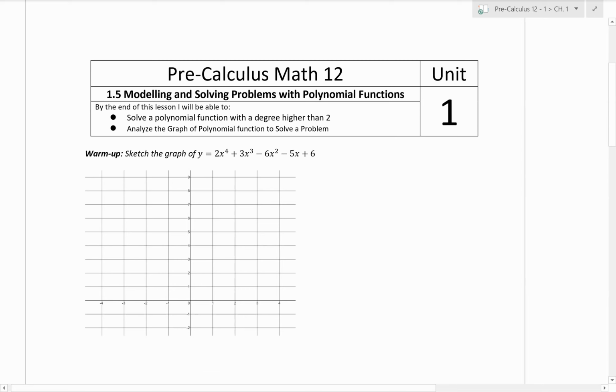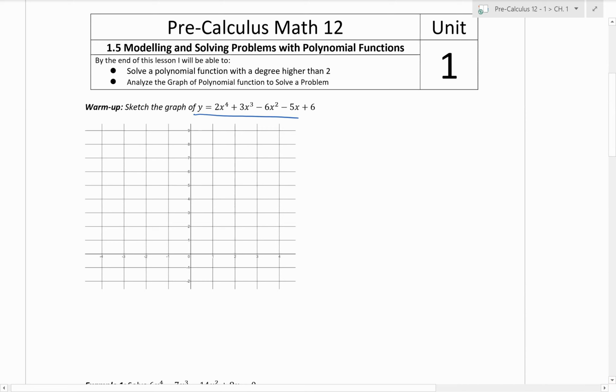Okay, so we are going to be looking at solving polynomial equations, and we're going to be looking at some more problems, okay? But first, as usual, we are going to quickly review what we did in the last week. Here is the polynomial function. Can you pause the video and do a quick sketch of this?